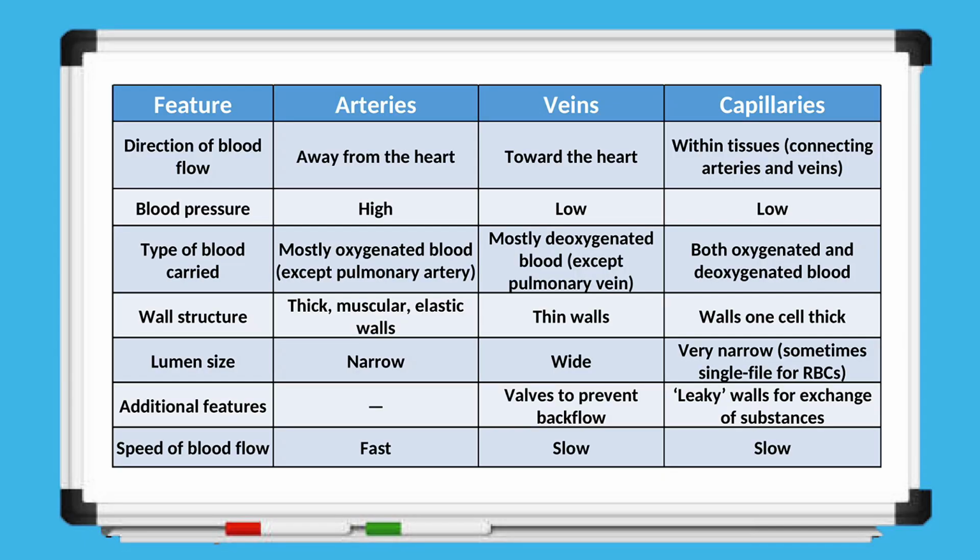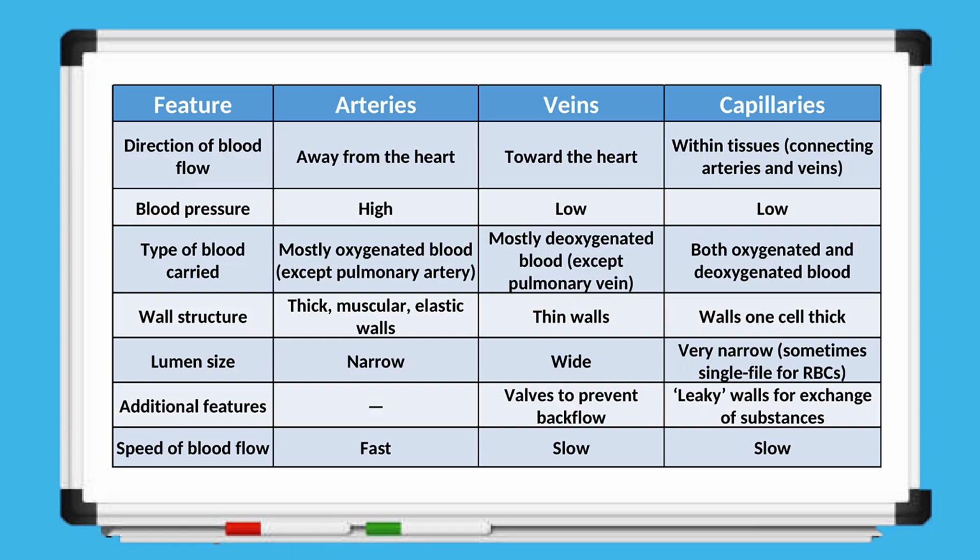Now, this table compares the main features of arteries, veins, and capillaries. Arteries carry blood away from the heart under high pressure and mostly transport oxygenated blood, except for the pulmonary artery. They have thick, muscular, and elastic walls, a narrow lumen, and blood flows through them quickly. Veins carry blood toward the heart under low pressure and mostly carry deoxygenated blood, except for the pulmonary vein. They have thinner walls than arteries, a wide lumen, and contain valves to prevent backflow, so blood moves slowly.